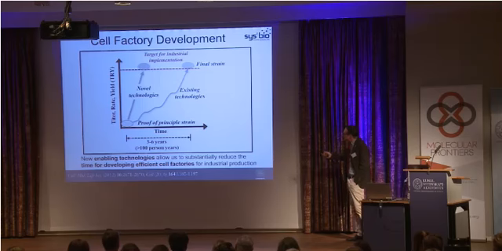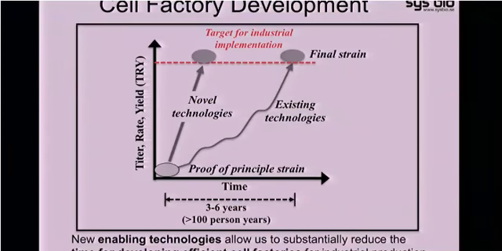So here is kind of how this goes around. We take genes from plants or other sources, and we build what we call a proof of principle strain. We show that this pathway can actually be stitched together, and yeast can produce a few milligrams of this product that we're interested in.